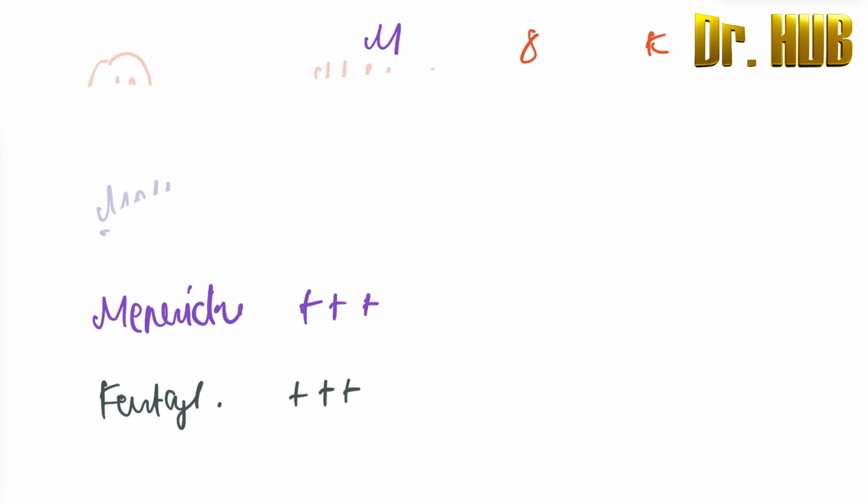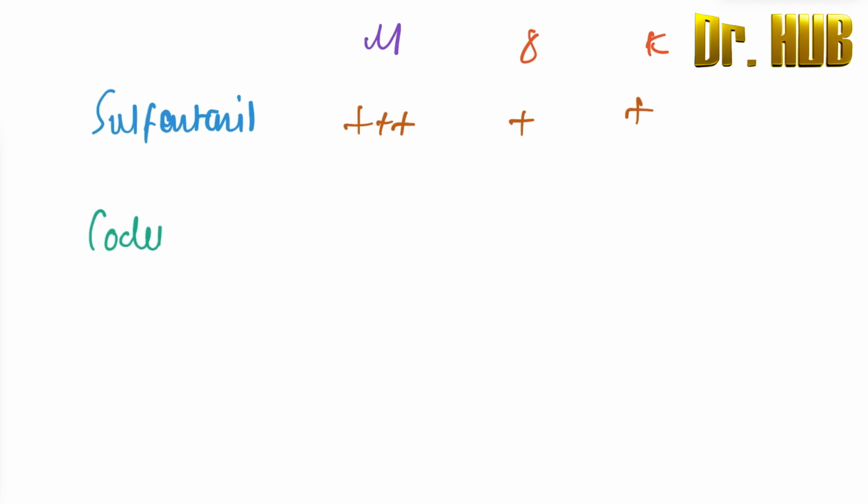Next, moving on, we look at the sufentanil. Sufentanil, it is mu positive and delta positive and kappa positive. Next we look at codeine. So in terms of codeine, it is positive and negative. Then pentazocine. So in terms of pentazocine, it is positive and negative for the mu receptor, and kappa receptor, it is also positive.